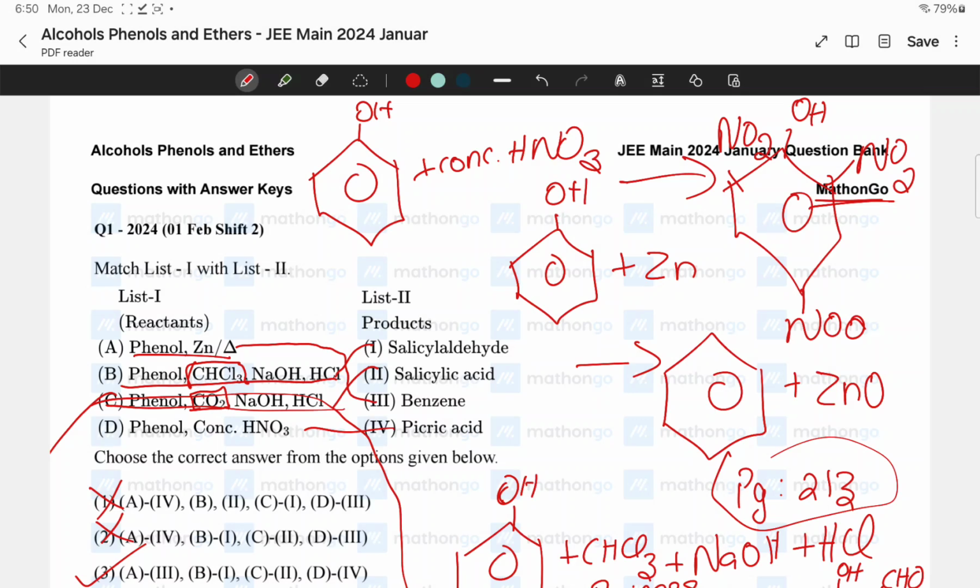But this chapter is also included in many other chapters. Aldehydes and ketones have most of the concepts from this chapter, right? Preparation of aldehyde and ketone is everything that is given in alcohol, and preparation of alcohol is something that is given in aldehyde and ketone. So they are interconnected. So this chapter is very important. From this chapter mainly they ask Riemer-Tiemann, Kolb's electrolysis, etc.